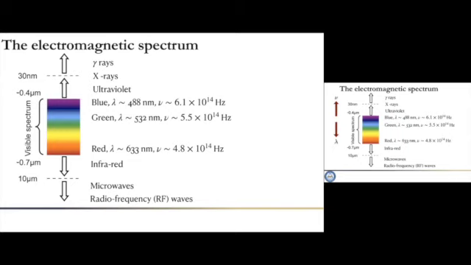And then as we keep increasing the wavelength, we get into the infrared regime of a micron to about 10 microns. And then beyond that, we reach what are called the microwave region of the electromagnetic spectrum. And then even longer wavelengths are the radio frequency waves of the electromagnetic spectrum.